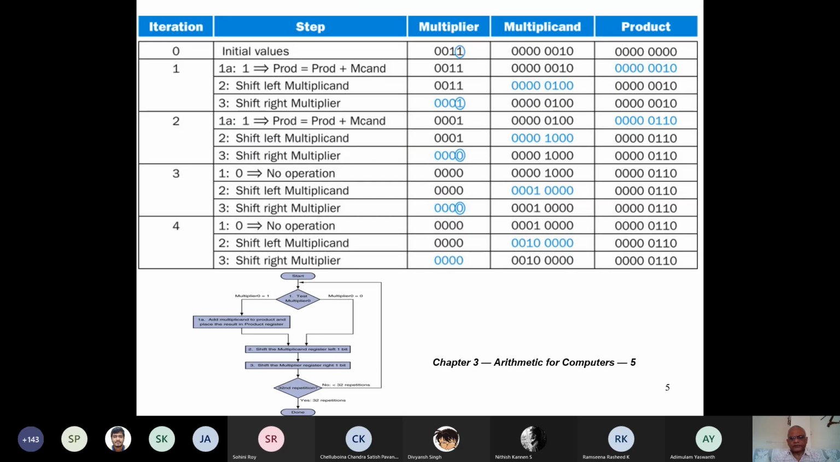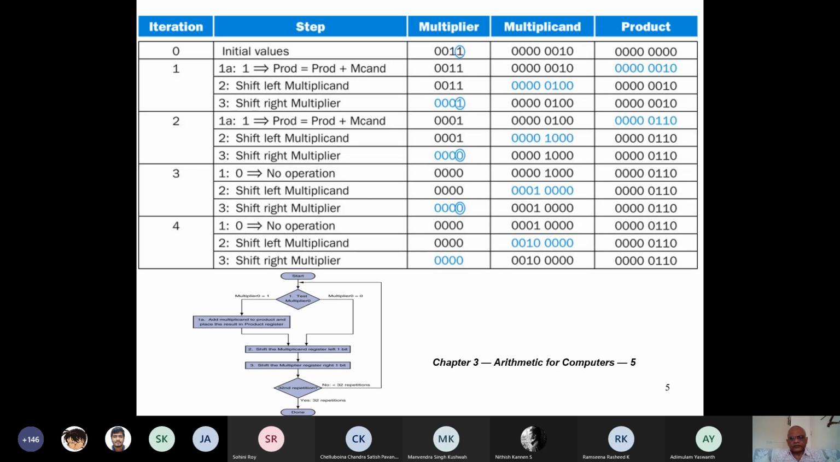This is also the example from the book. So here we have product initialized to zeros, the multiplier, observe the least significant bit and add, then shift left the multiplicand, shift right the multiplier.